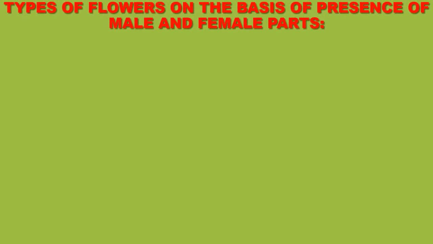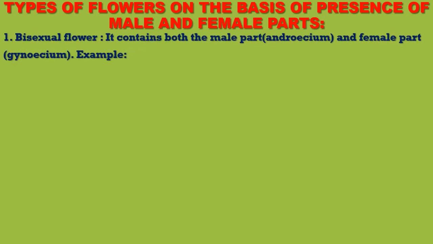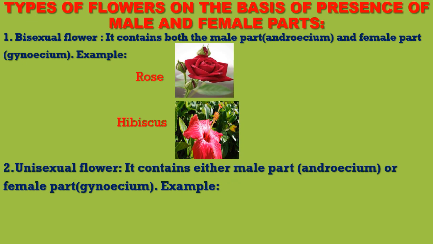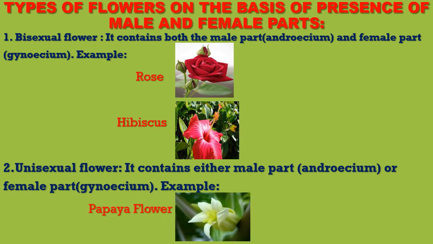On the basis of the presence and absence of male or female parts, flowers are of mainly two types. Bisexual flower. It contains both the male part and female part. For example, rose and hibiscus. Unisexual flower. It contains either male part or female part. For example, papaya flower.